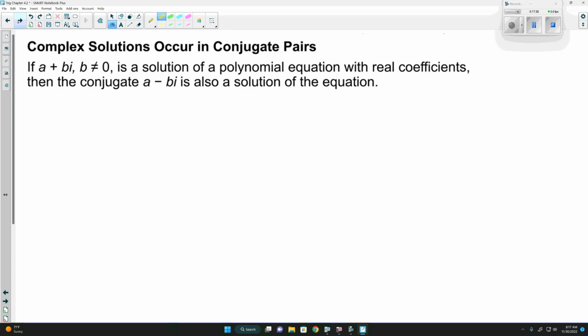Complex solutions occur in conjugate pairs. If a plus bi is a solution, a minus bi is a solution as well. Now, this can be helpful, especially on the ACT, because sometimes they'll give you higher degree polynomial functions and ask you to find the solutions. If they give you an imaginary solution, we have to have its conjugate. So if they told you x is equal to i, x is equal to negative i has to be a solution. If we have one, we have to have the other. They always have to come in pairs, which is kind of helpful.